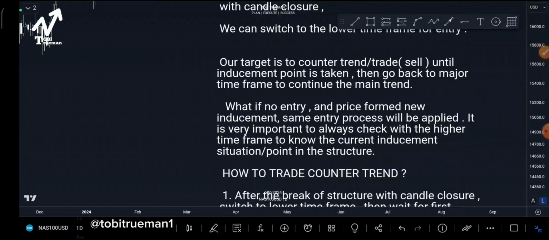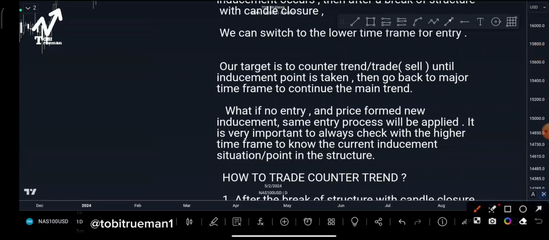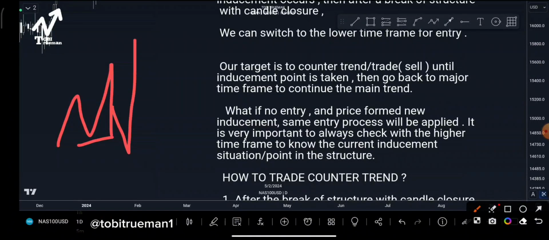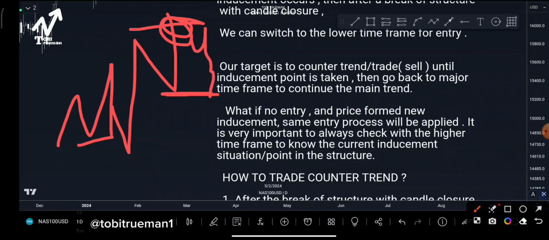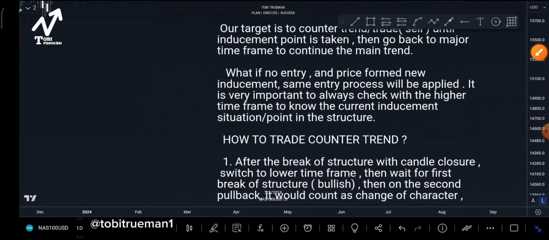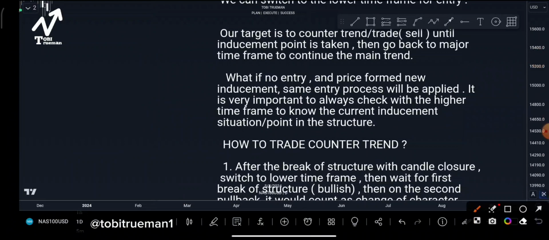When we enter using counter trend, our target is to sell until the inducement point is taken, because we are maintaining a bullish market. So our whole point here is to try to sell in the lower time frame at that point to the higher time frame inducement point. Okay, that's our target.